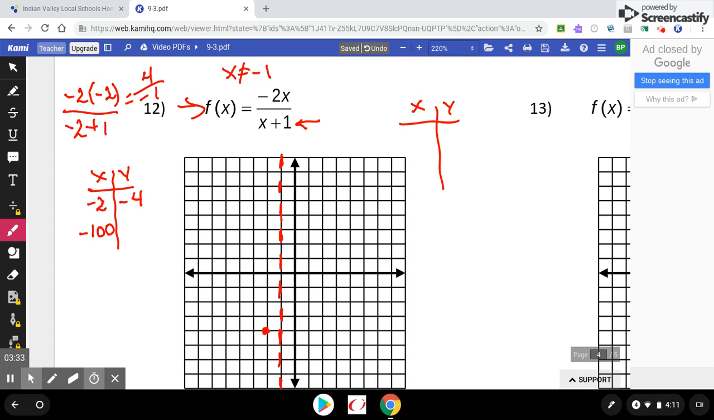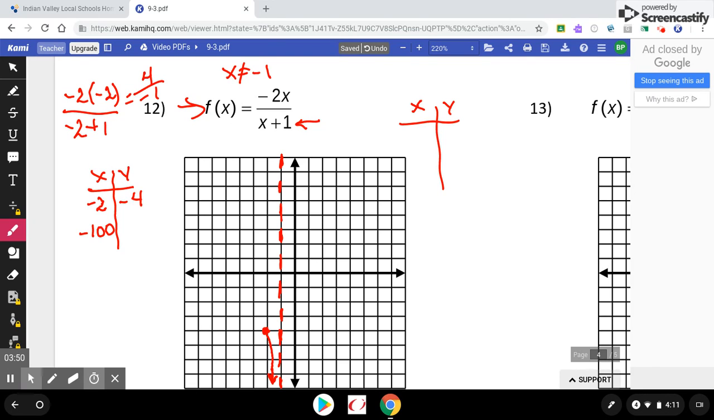Now, here's what I already know. I know that this graph cannot go past that dashed line. So I know it's getting close to that line and not going past. But what I don't know is where this graph's going to top out. So where's the horizontal spot? And that's why we plug in negative 100.